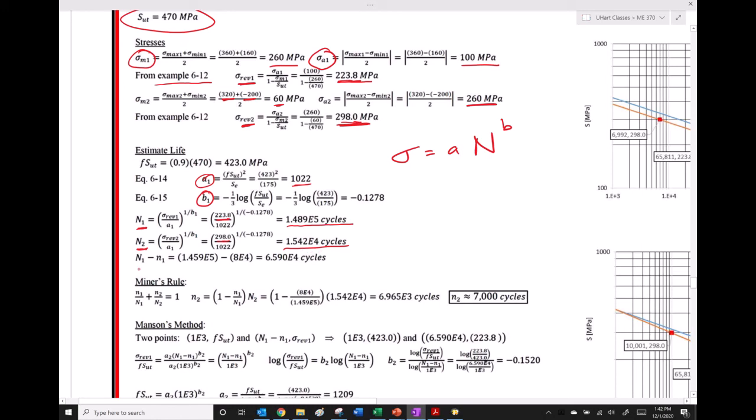Now we figure out how many cycles are left after the first event, because it was supposed to last 150,000 cycles, but we used 80,000 of them up. So what's left is right around 66,000 cycles. Using Miner's rule right in here.